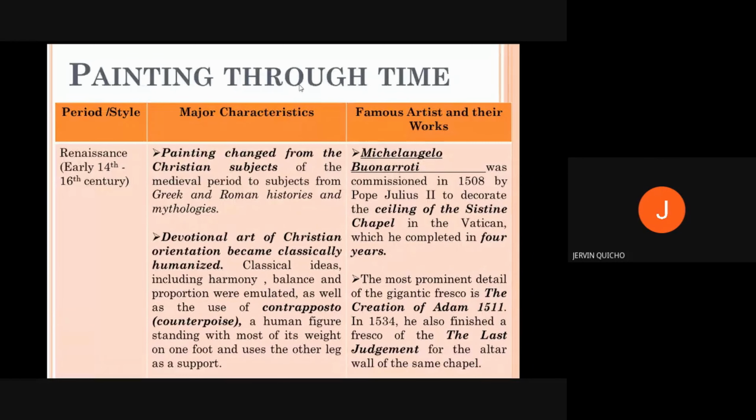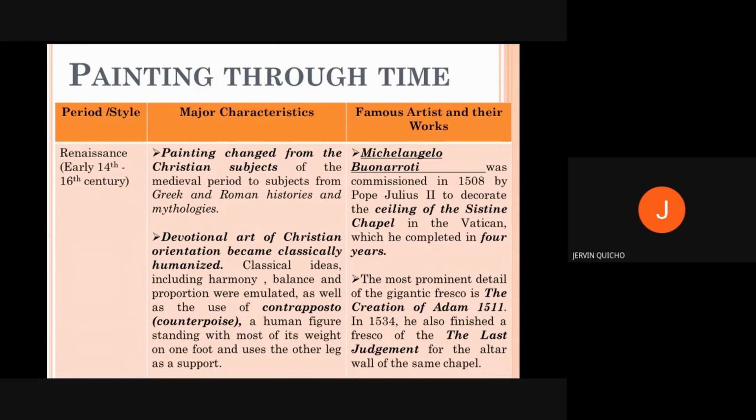Next is still the Renaissance, but this point will be the end of the Renaissance. The major characteristic is devotional art of a person. That's why the paintings changed from Christian subjects to Greek and Roman histories, from mythologies. We see the work of Michelangelo, commissioned by Pope Julius II, on the ceiling of the Sistine Chapel, which he worked on for 4 years.